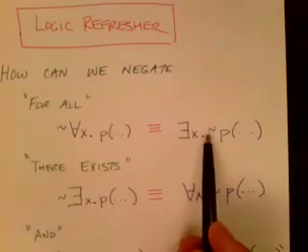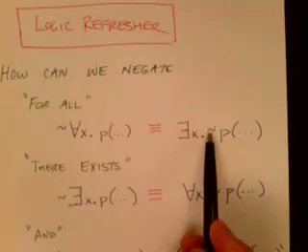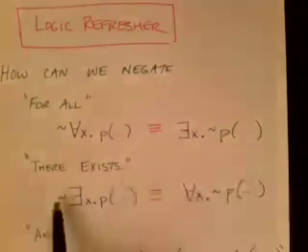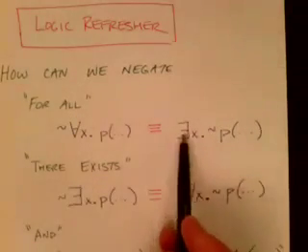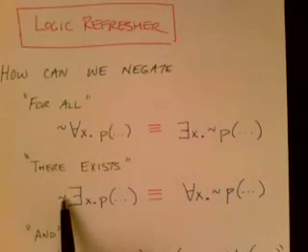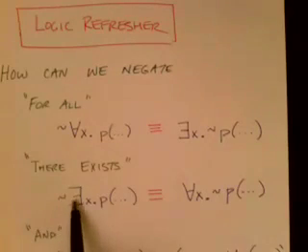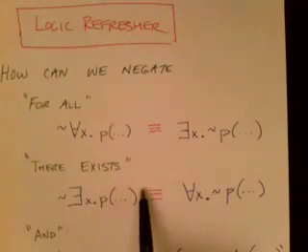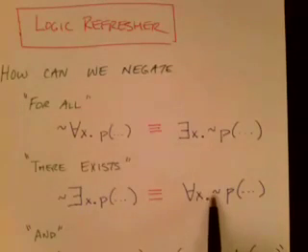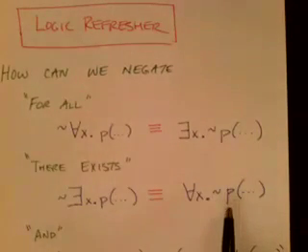And we can go the other way too. If we want to simplify or rewrite an expression, we can move the not symbol past the there exists and convert it back into for all. Here we're going the other direction. It's not the case that there exists an x such that something holds. That's equivalent to saying for all x, it's not the case that that holds.